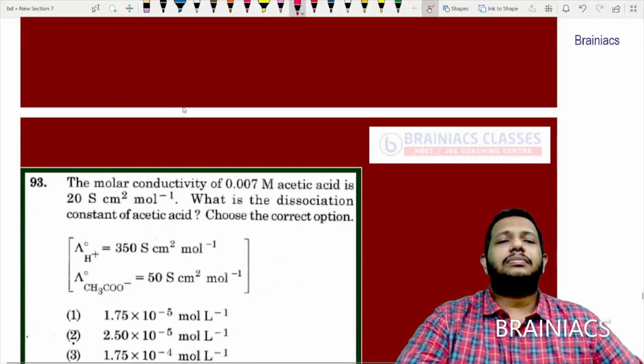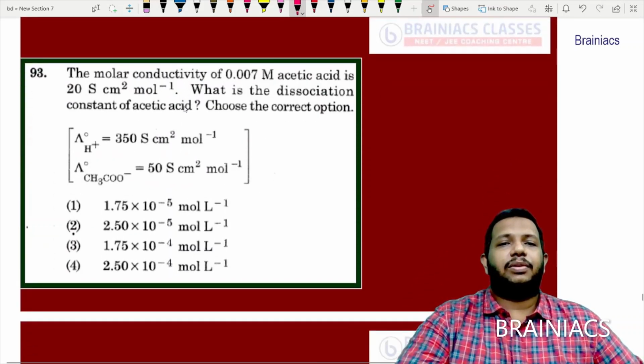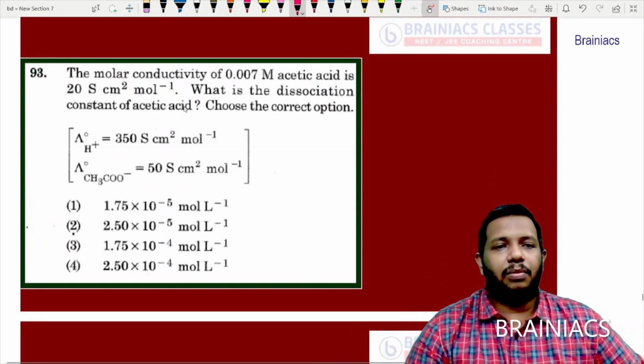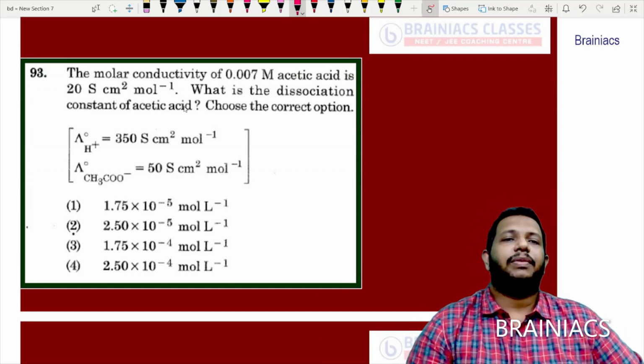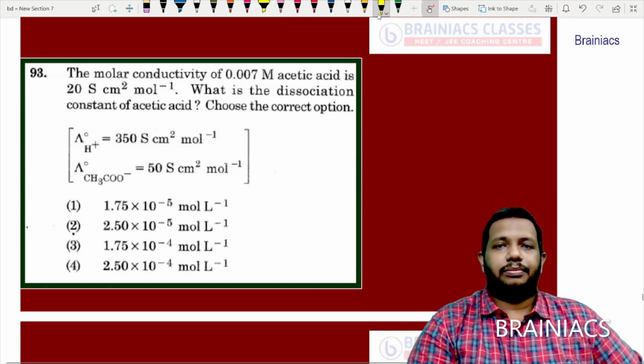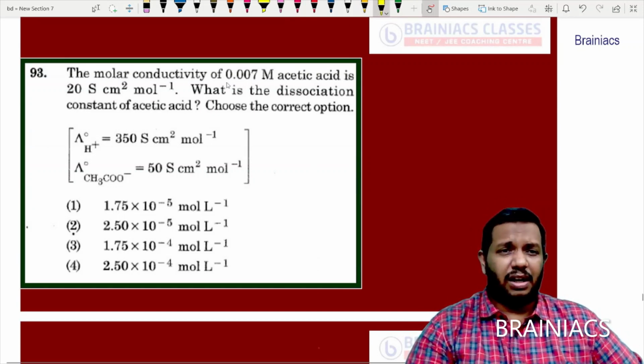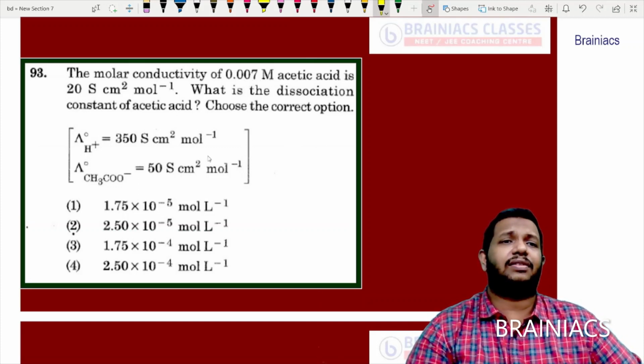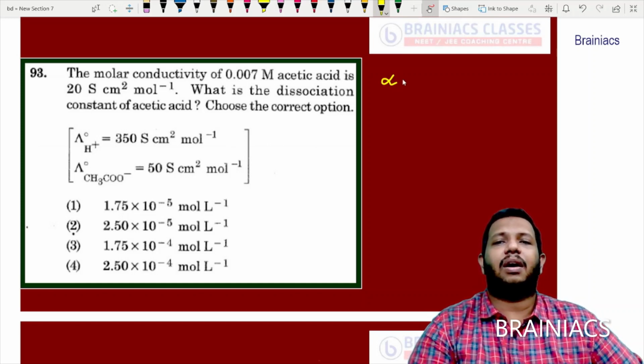Clear? Now again we have a next question that is almost from the chapter electrochemistry. So how to do this question? All of you read it out. The molar conductivity of 0.007 molar acetic acid is given as 20 Siemens centimeter square mole raised to minus 1. What is the dissociation constant alpha of the acetic acid?